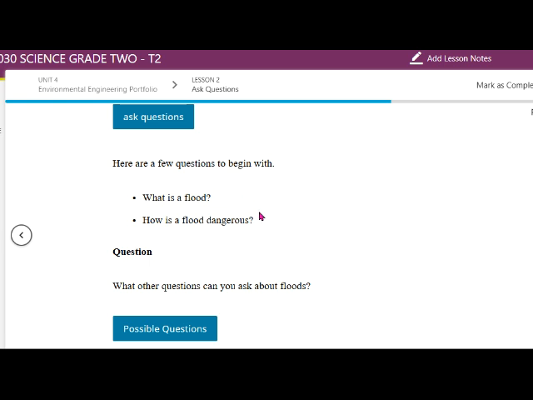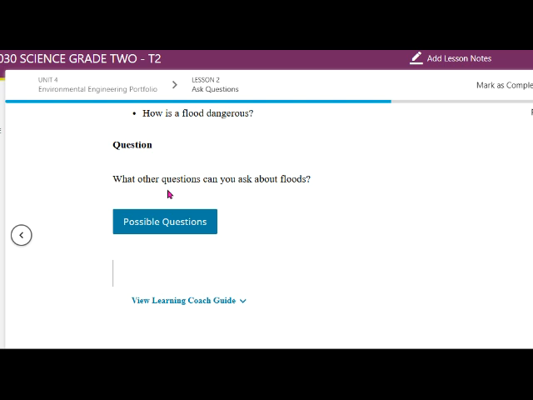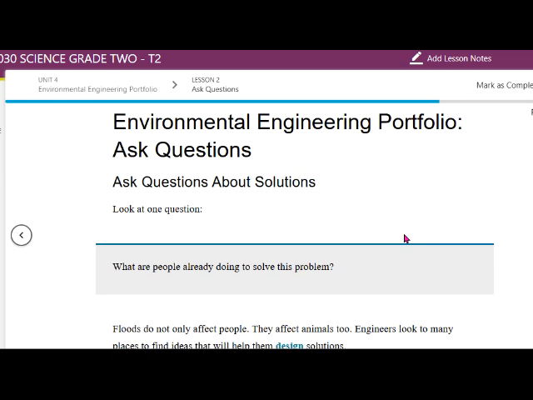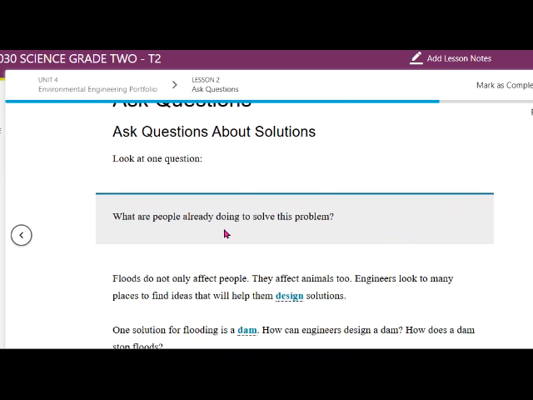So if you didn't have your own questions, or if you didn't like the examples I showed you, these could be 2 of your questions, right? Pretty simple ones. Also, think about what other questions you can ask about floods, right? There are lots of questions that we can think of. Look at one question. What are people already doing to solve this problem? That's another question you could ask.